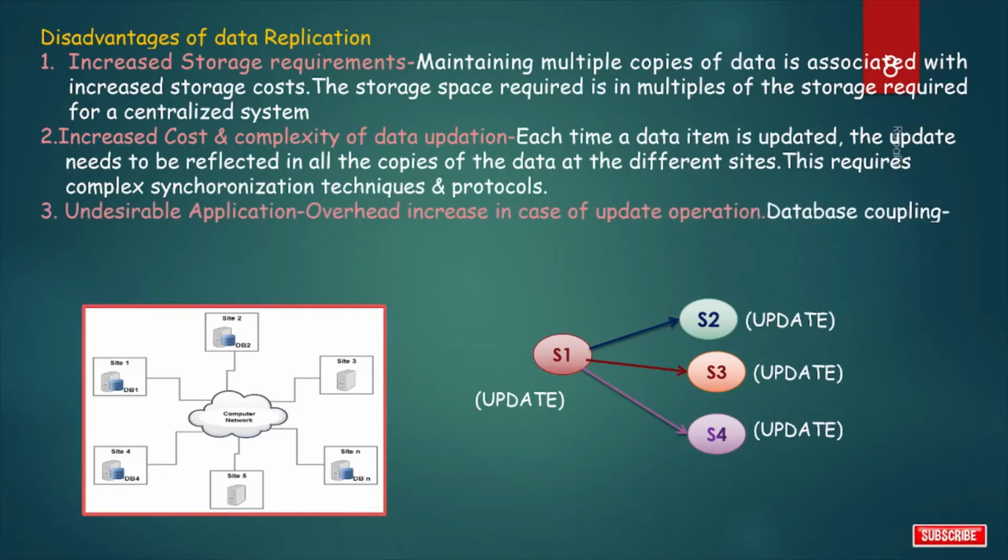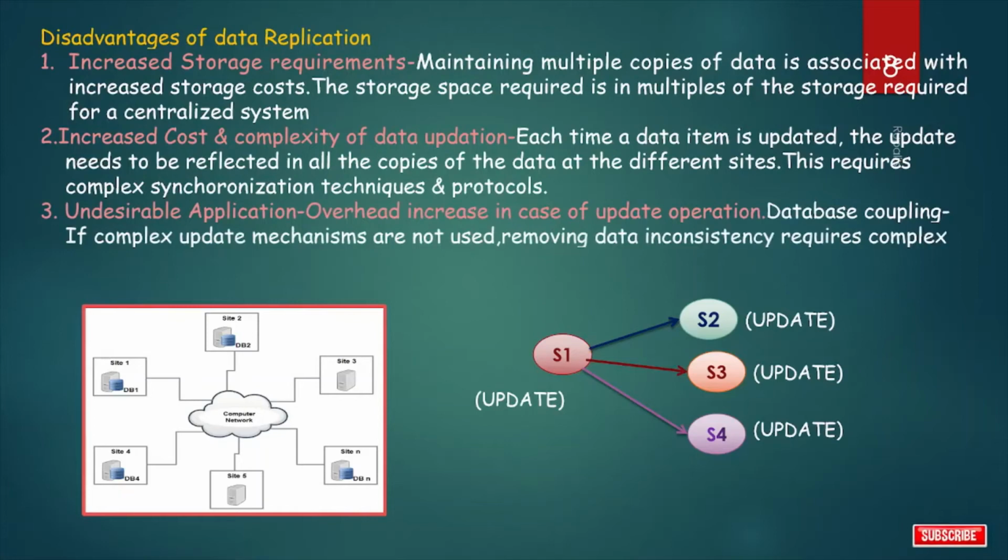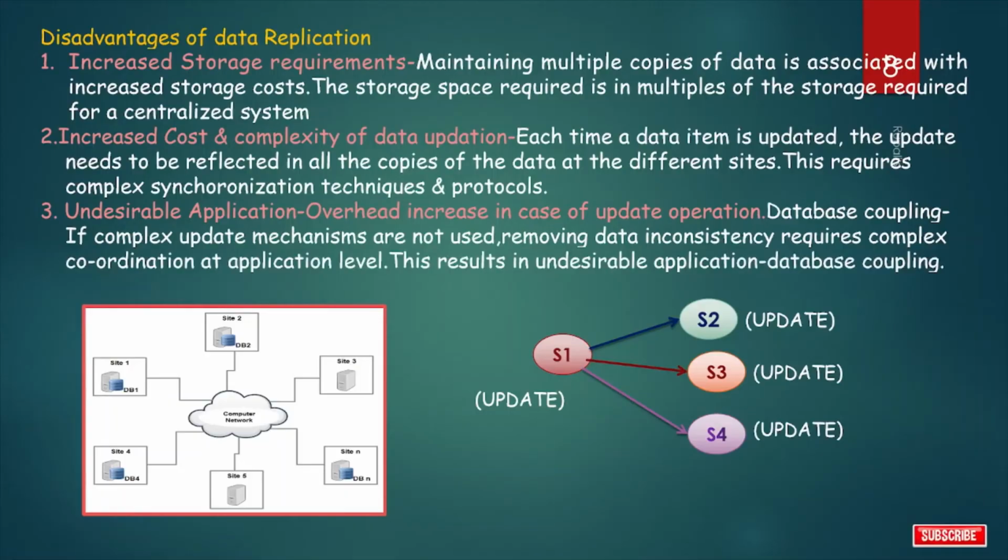The last one is undesirable application, that is, overhead increases in case of update operation if complex update mechanisms are not used. For updation, here complex update mechanisms are not used. So, removing data inconsistency requires complex coordination at the application level. This results in undesirable application, that is called database coupling.